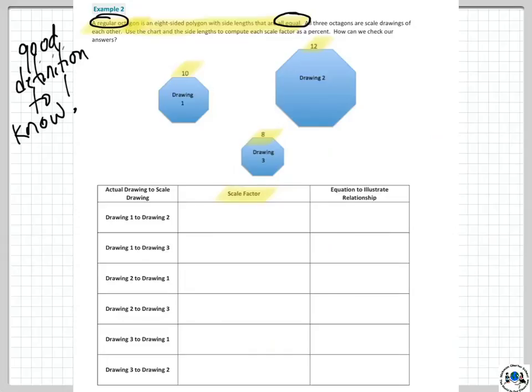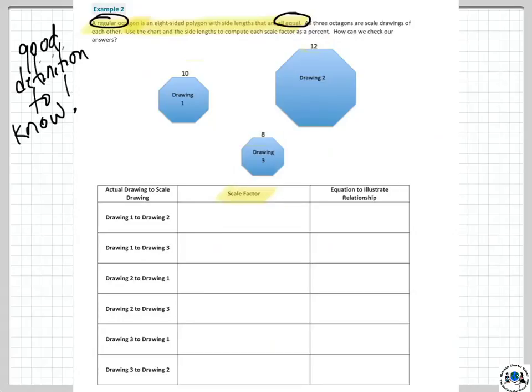So we're going to go ahead and use the chart and the side lengths to compute each scale factor as a percent. We'll answer the question of how we can check our answers later, but I would like you to go ahead and calculate the 1, 2, 3, 4, 5, 6 different scale factors. So take your time, do well, come on back and check your answers.